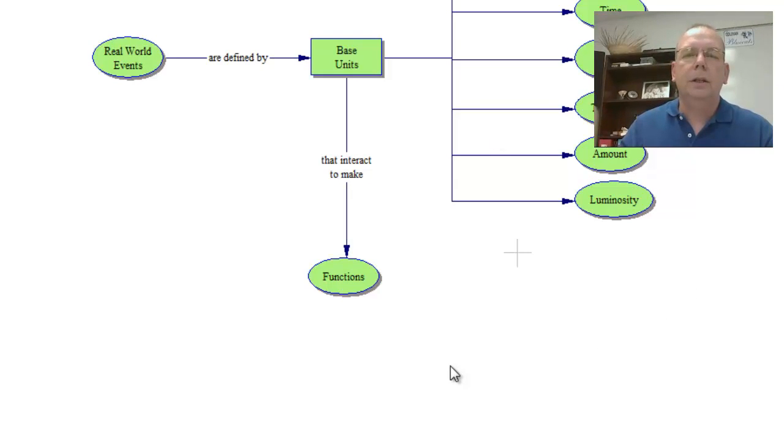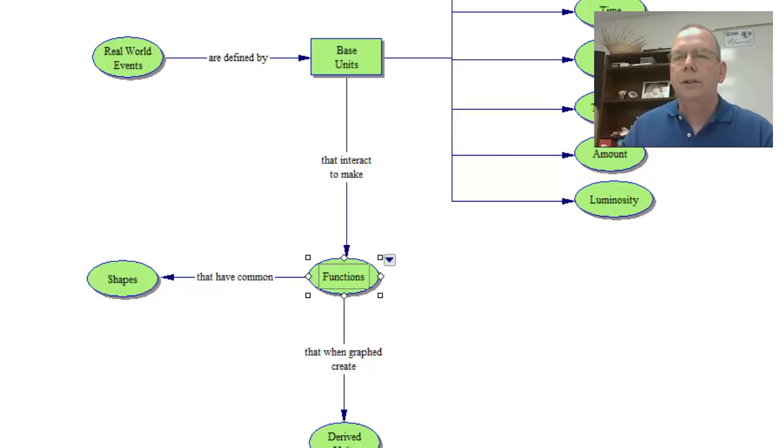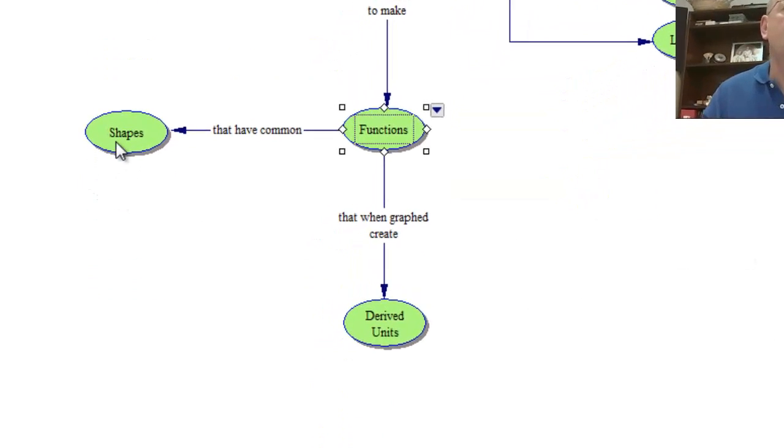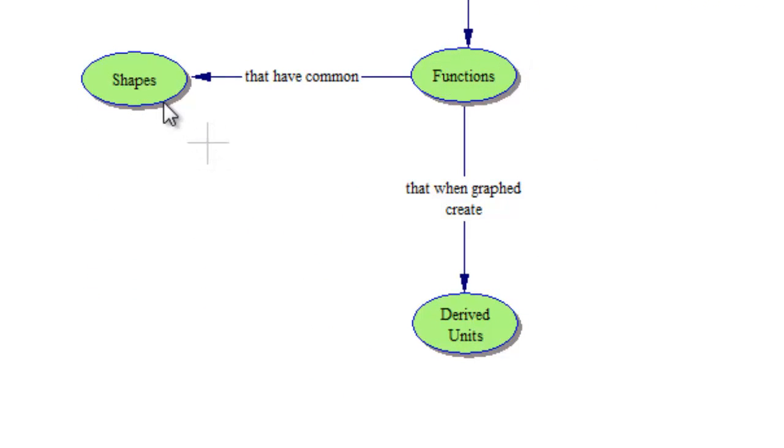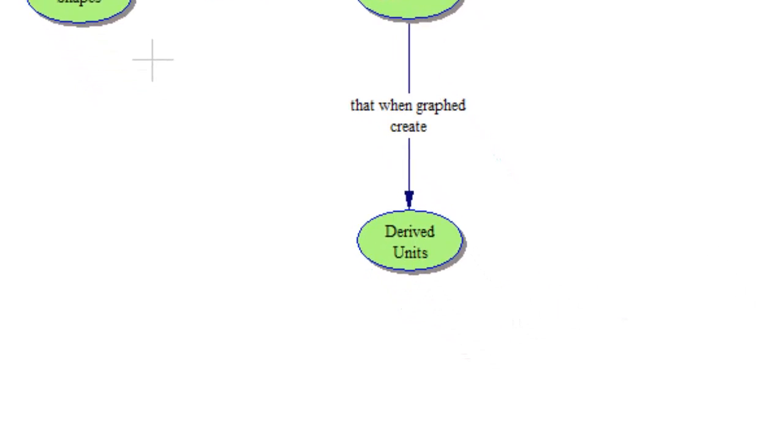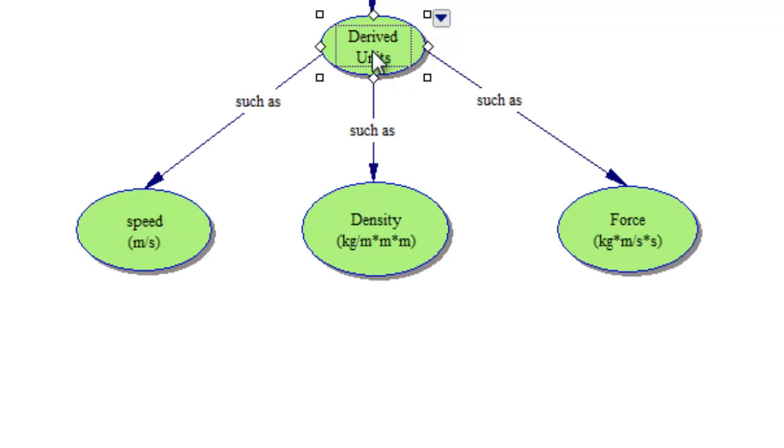So now if we go back and look here, these functions that we talked about, let's take a look at them real quick. These functions have some common shapes. You probably remember those from your earlier math classes. We've got linear shapes and quadratic shapes and logarithmic shapes, inverse shapes, all those sorts of things when we graph functions. And in physics, what's really cool, when we graph these functions, that's where we get these derived units that we talk about so much. And it's why I'm pointing this out. If we learn the relationships, the units are something we don't have to memorize necessarily.